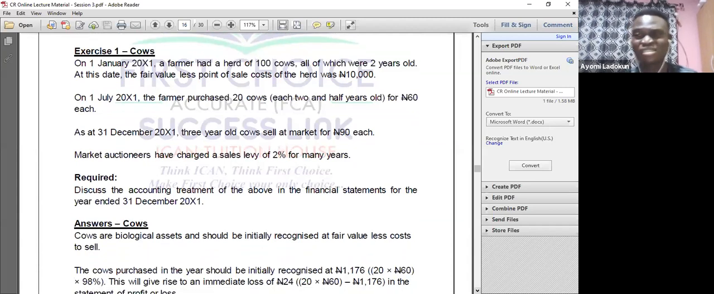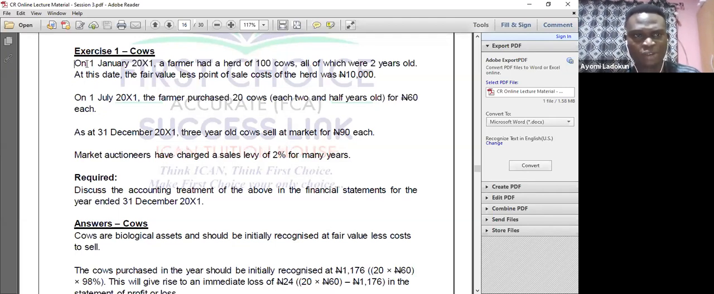Like I said, it's quite simple. It's very simple. After this one, I'll take you through agricultural produce, then somehow IAS 16 and IAS 2 are coming on board, and that's all. So if you see a question like this in your exam, you just attack it. Now let's look at this question.